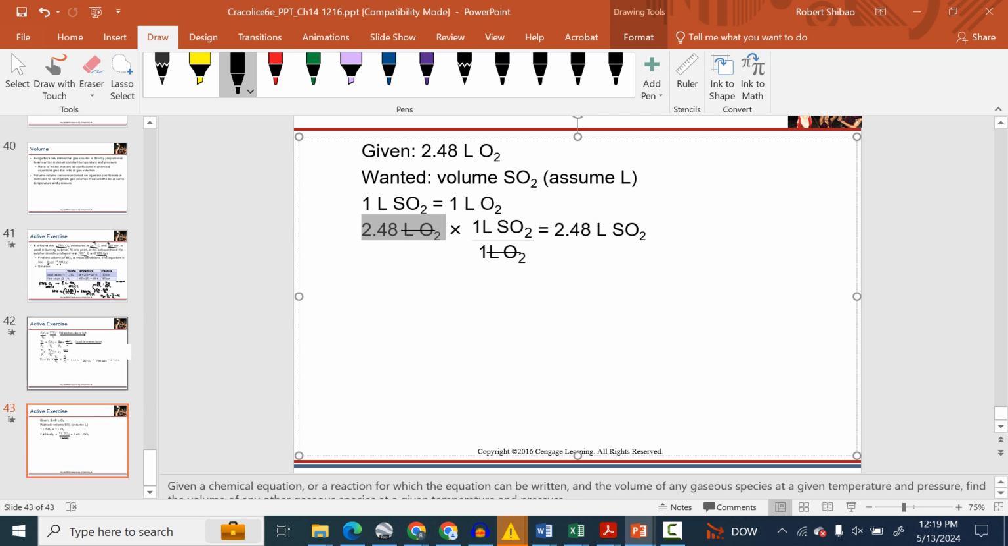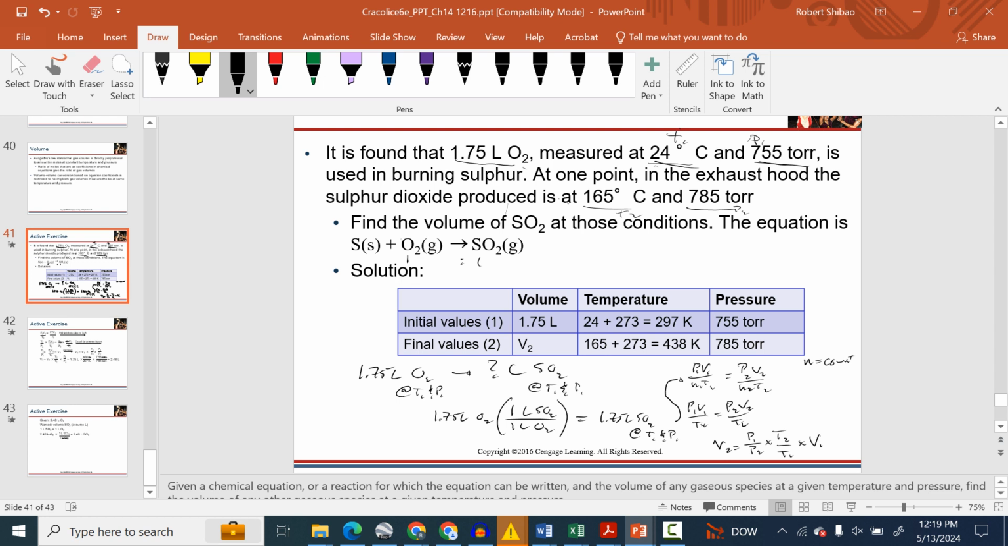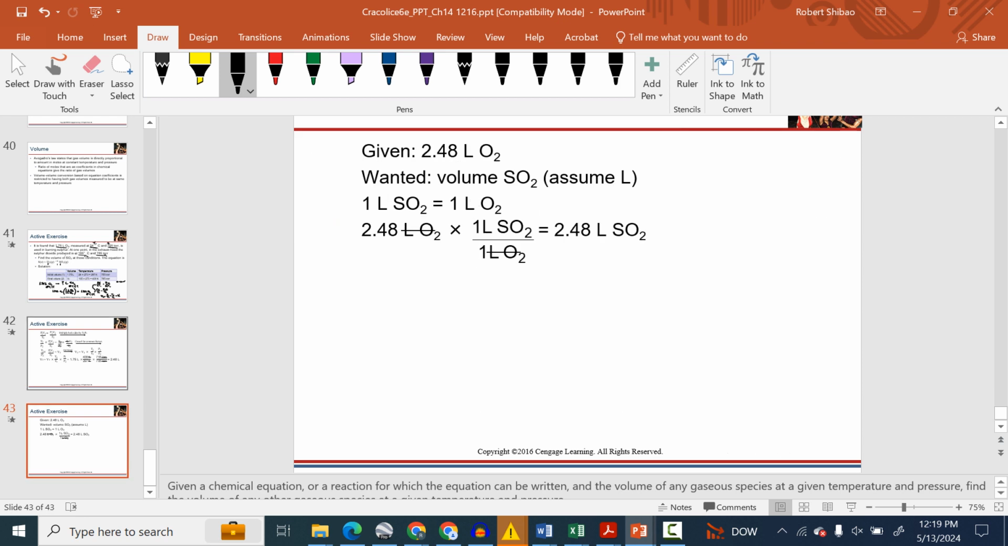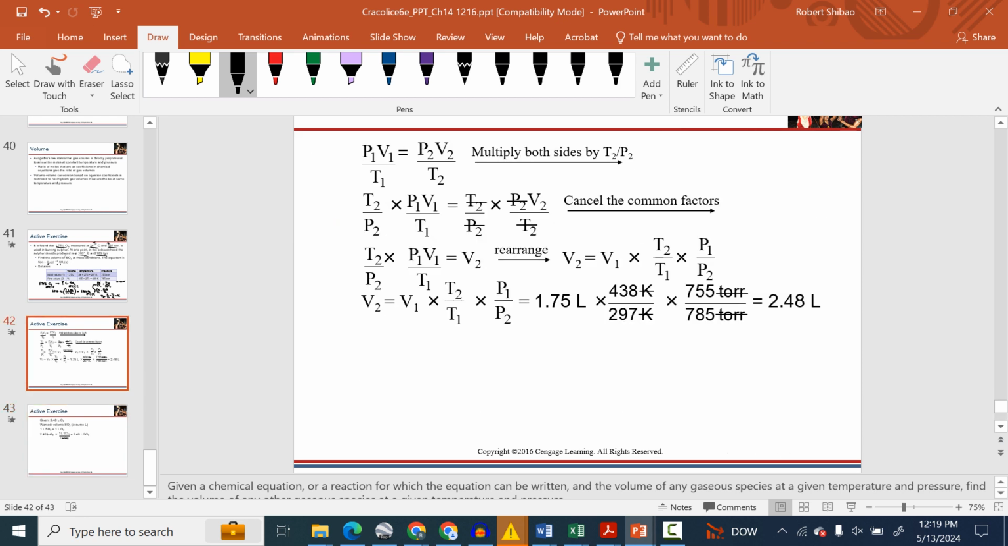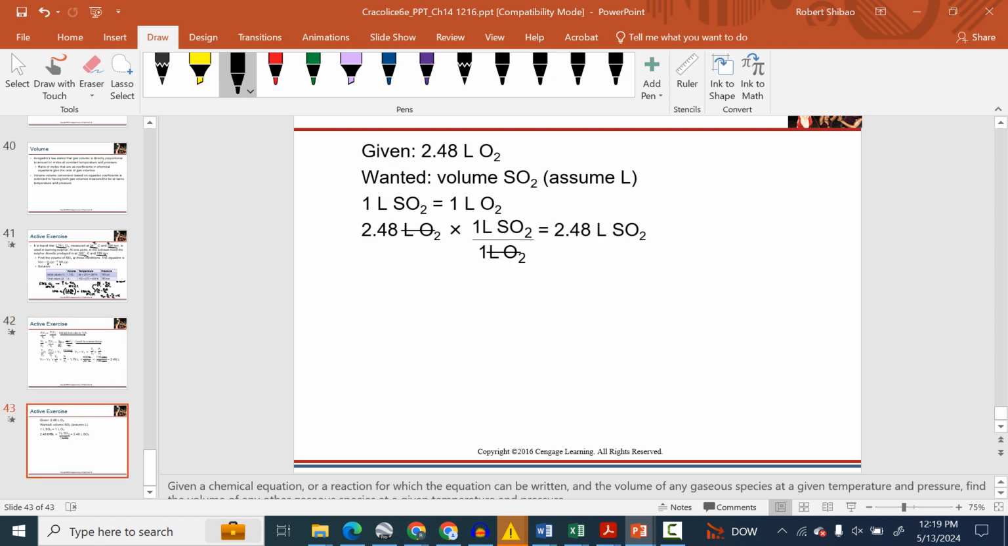2.48 liters, was that the right number? No, they had 1.75 liters. Oh, I see what they did. What they did was they calculated the end. So they got 2.48 liters of O2 under the new conditions. And then they said it's 1-to-1 here. Whereas I converted it initially using the volume ratio and then changed the temperature and pressure. So whether you do part 1 first or part 2 first, it doesn't matter. And so I would have gotten the same answer. Let's see.